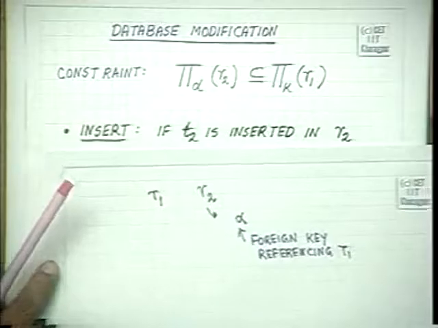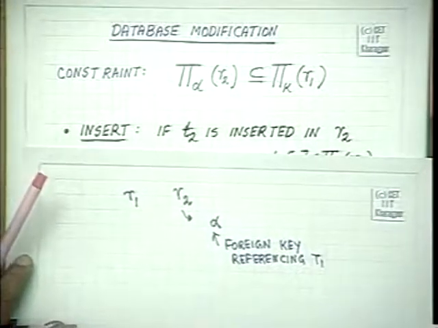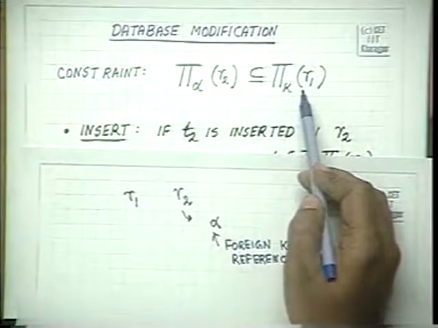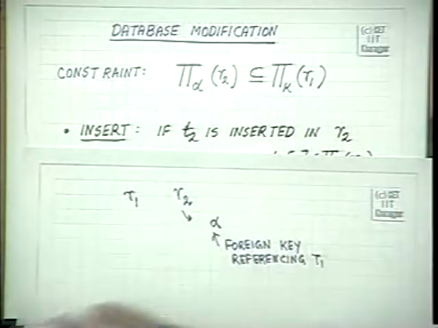What will we do during insert? If any tuple T1 of R1 is inserted, there is no problem. If we insert a new tuple in R1, there is no problem, because we do not have to check anything with respect to R2. But if we add any tuple in R2, we have to see that for the attribute alpha, there is a corresponding tuple in R1.